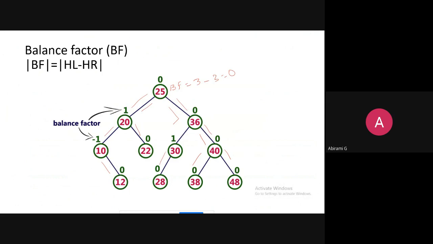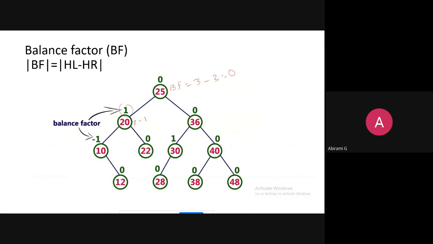Then what is the balance factor of 20? The balance factor of 20 is height of the left subtree minus height of its right subtree. Height of the left subtree is 2. So 2 minus height of the right subtree, which is 1. 2 minus 1 is equal to 1.